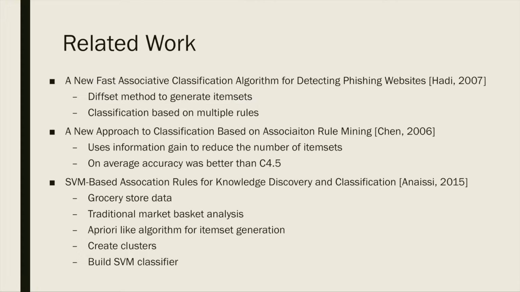Another algorithm that tried to reduce the number of item sets generated was proposed by Chen in the paper A New Approach to Classification based on association rule mining. In this algorithm, information gain was used to help determine what item sets to merge in hopes of generating a smaller number of item sets. This algorithm performed better on average based on accuracy than a C4.5 classifier. The paper shown here by Anasi at the bottom was a paper that actually analyzed grocery store data.